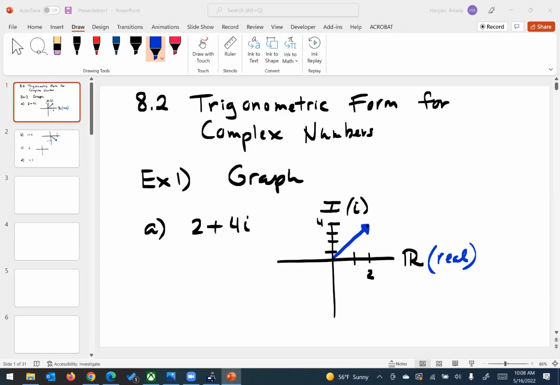So first things first, example number 1A is graph 2 plus 4i. These are the complex numbers. And as you look, the real numbers, basically the x-axis, are your real numbers. That's the 2. And then the y-axis is going to be your imaginary numbers. And it's called the complex number plane. Kind of fun stuff.